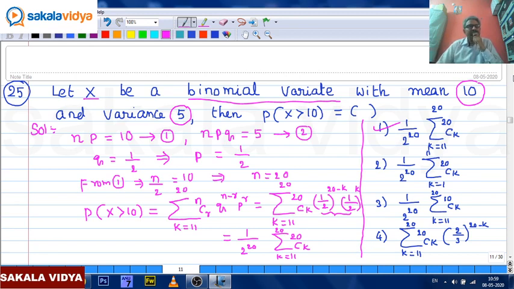Y is equal to k, x greater than 10 means we need to take 11, 12, 13, 14, 15, 16, 17, 18, 19, 20. That is why I have taken sigma from 11 to 20.